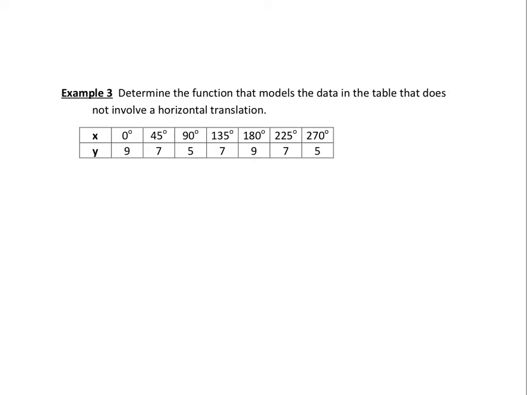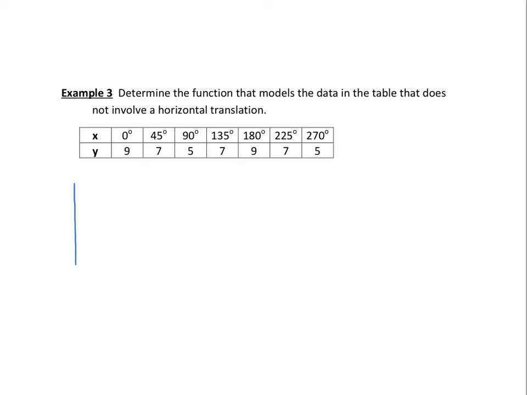Okay, so we'll finish our last example here in lesson 11 then. This one says determine the function that models the data in the table that does not involve a horizontal translation. Now again, this time the information is presented in table form, and it's up to you, but you might find it helpful to create a little bit of a sketch of that data first, okay?